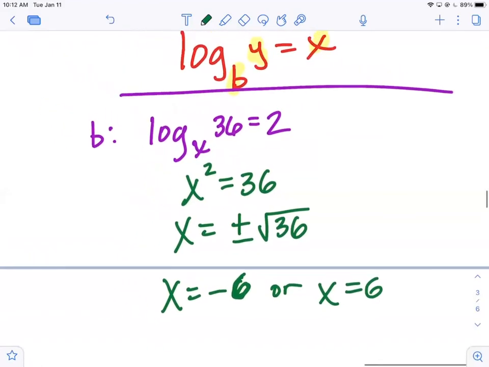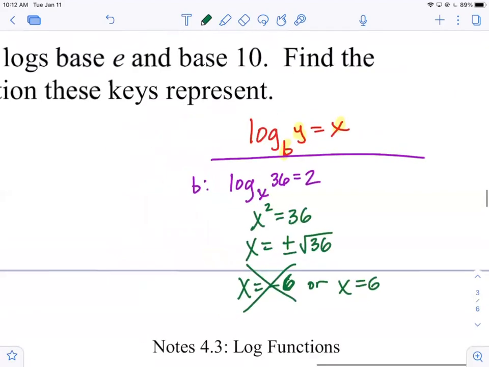I'm trying to find the base of a log. Can the base be negative? No. So the answer is just x equals 6. So on the Delta Math assignment, you'll just go into the box and you'll hit 6. You don't even have to put x equals. You'll hit 6 and you hit enter. Okay. So that's the second variety.